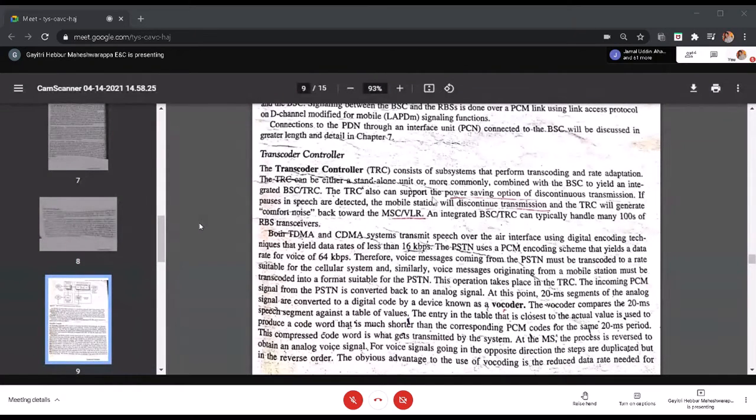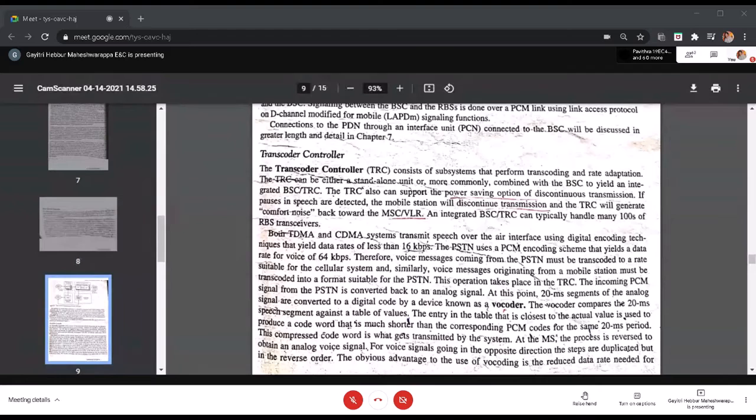The TRC can also support the power saving option of discontinuous transmission. If pauses in speech are detected, the mobile station will stop transmitting, and the TRC will generate comfort noise back toward the DSC and MSC/VLR. This is one of the important functions the TRC performs. So what exactly is the power saving option of discontinuous transmission?